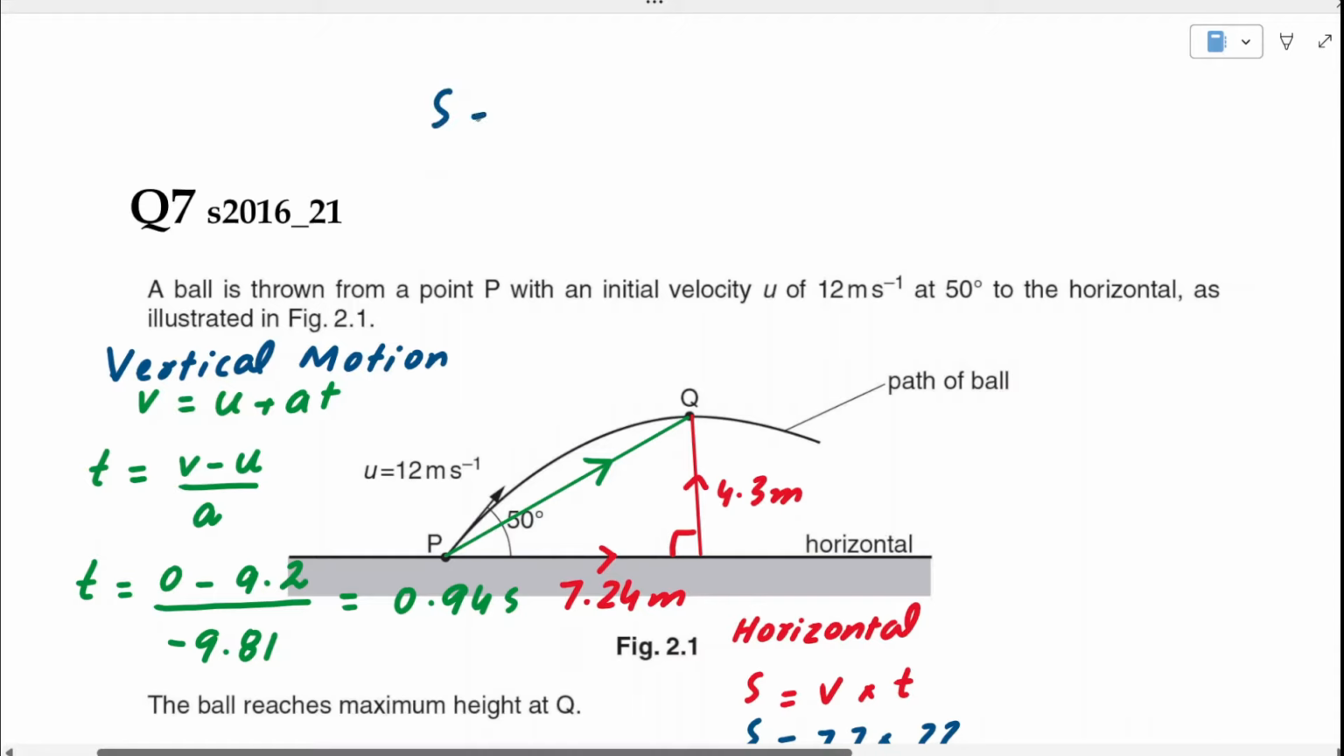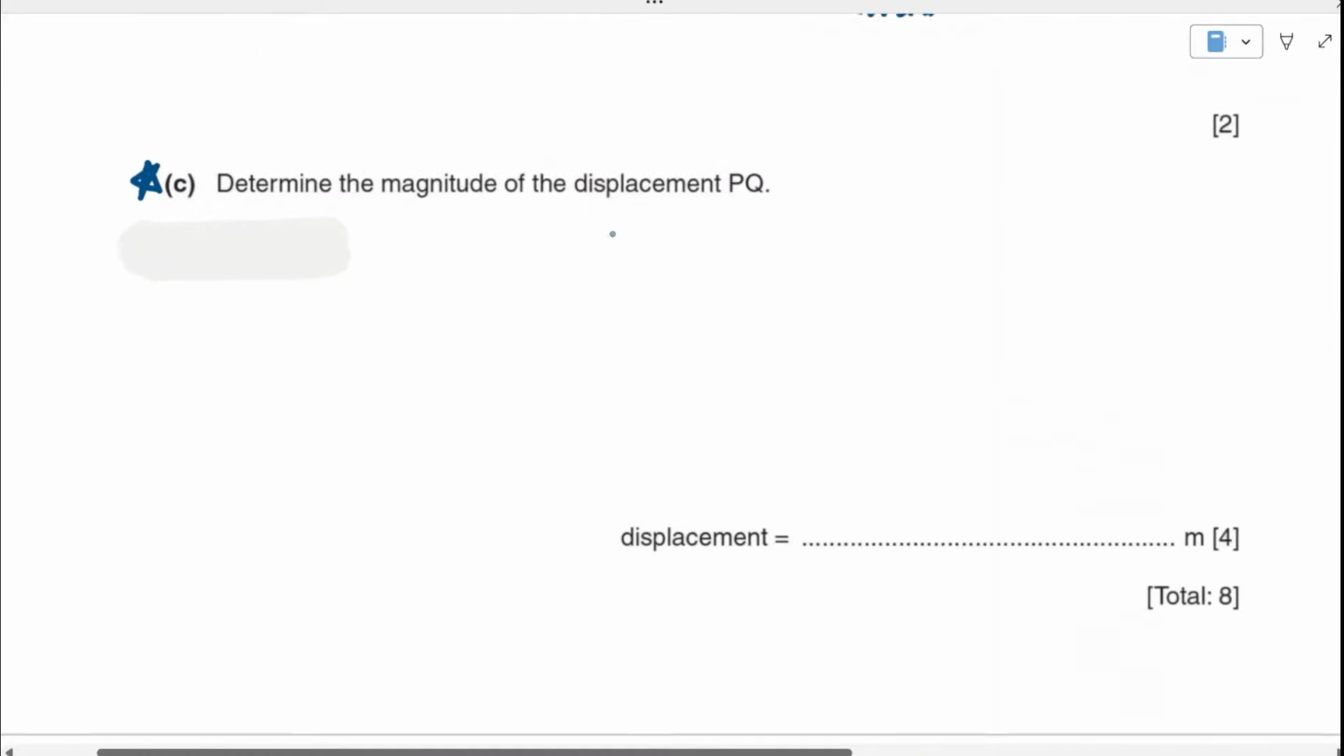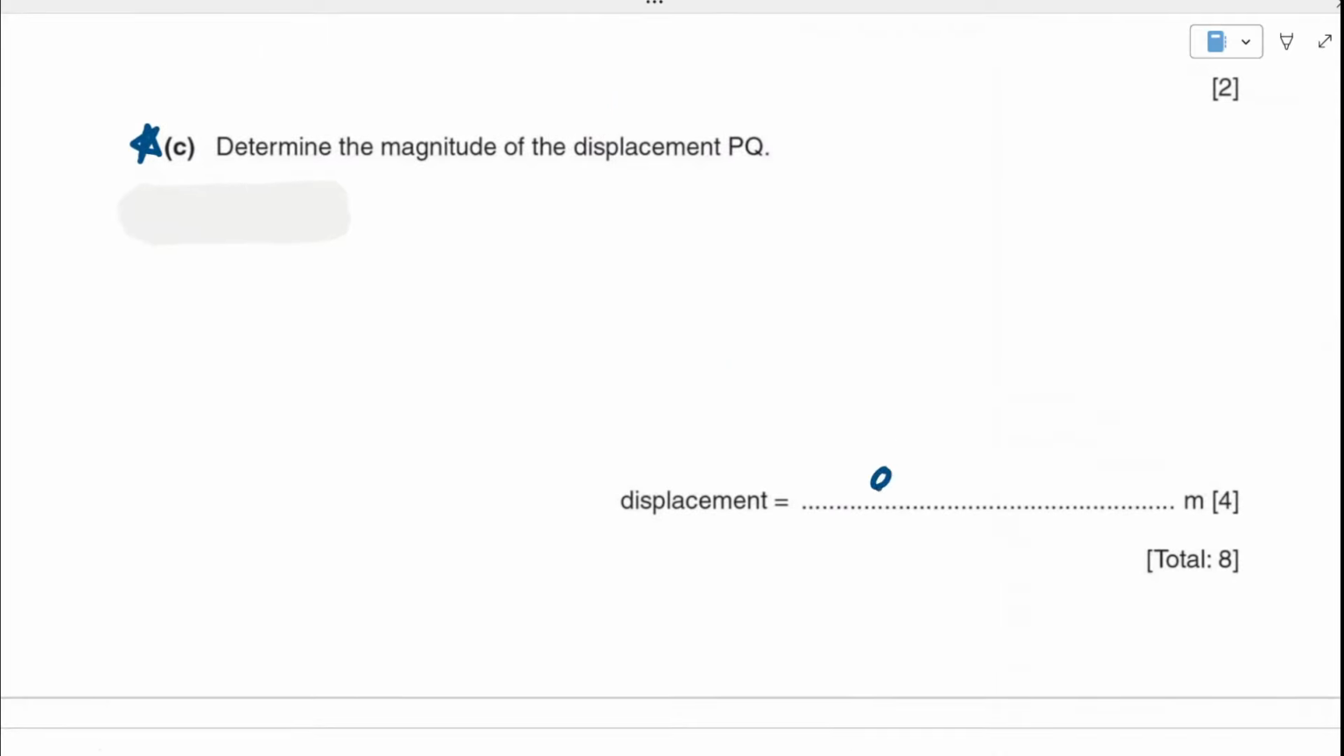So that displacement from P to Q equals to the square root of 7.24 squared plus 4.3 squared. So if you could hit it on the calculator as it is, I told you the answer of this one, we have 8.4 as the answer of this one.